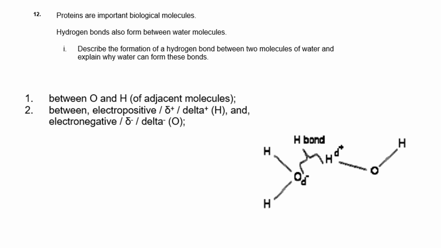So basically, a picture as shown below is an ideal way. You must label it delta plus and delta minus. You must show the delta plus on the hydrogen and the delta minus on the oxygen, and that would have been sufficient to gain all the marks for this question.